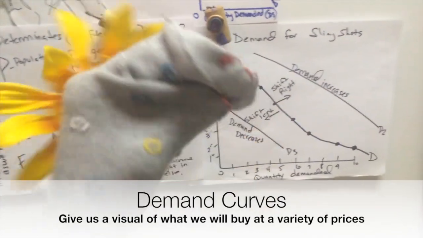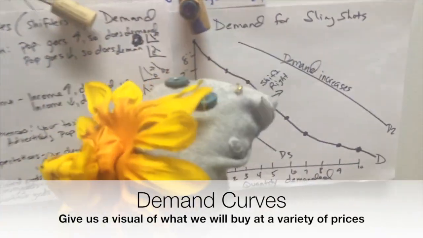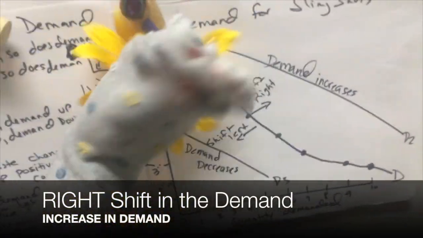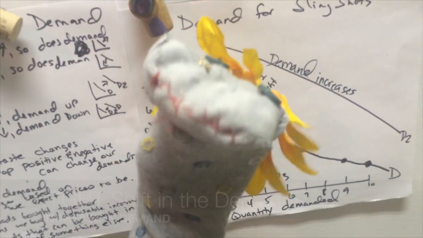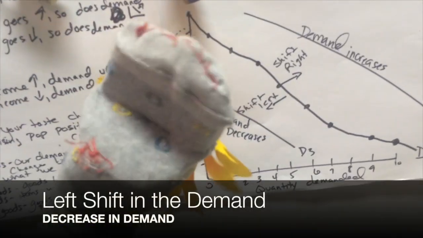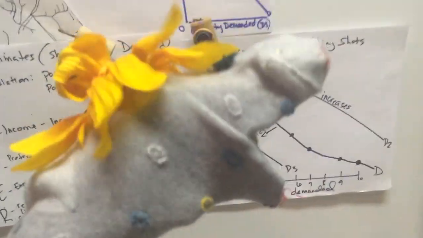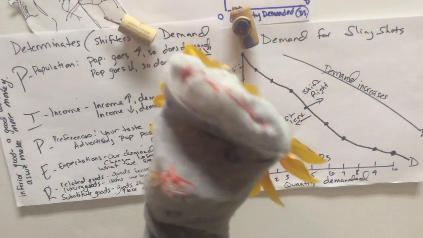Speaking of demand curves, we like to use demand curves as a way to show the increase and decrease of demand as well. So check it out. We can see if a demand curve shifts to the right, it's an increase in demand, meaning people are buying more. If a demand curve shifts to the left, it's a decrease in demand, which means people are willing and able to buy less. So what can make a demand curve shift?